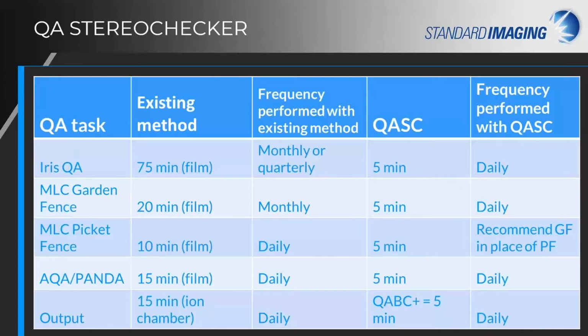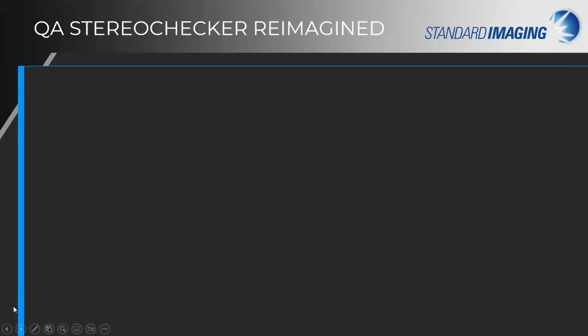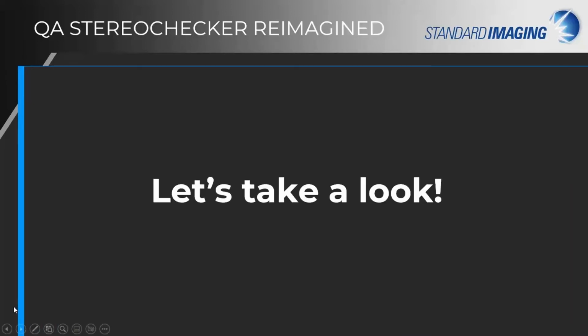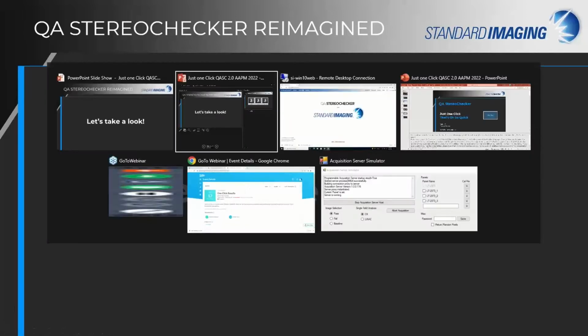Each of these tests takes the same amount of time to run on the machine, so why settle for qualitative when you can easily have quantifiable data running the garden fence test daily with QA StereoChecker? So let's go take a look at the software without further ado.